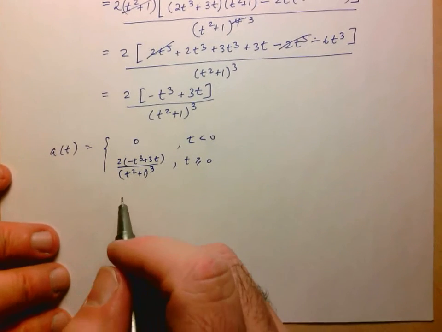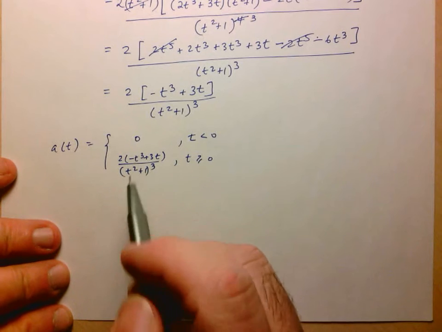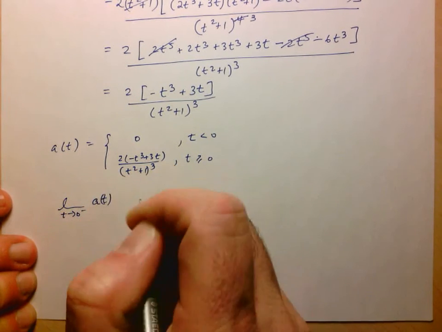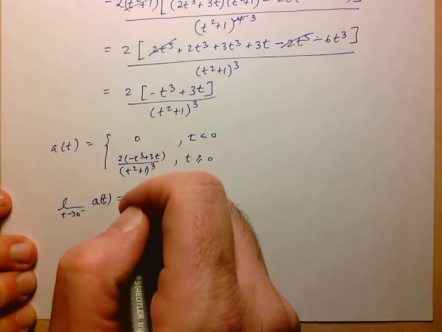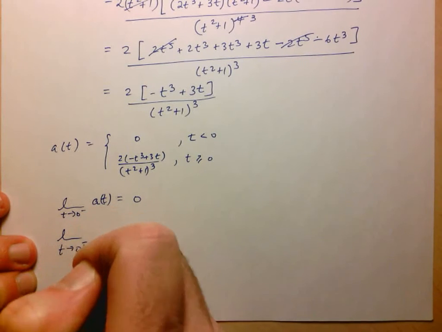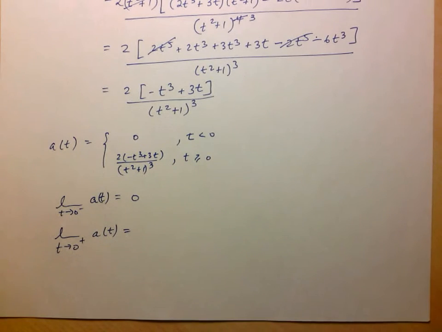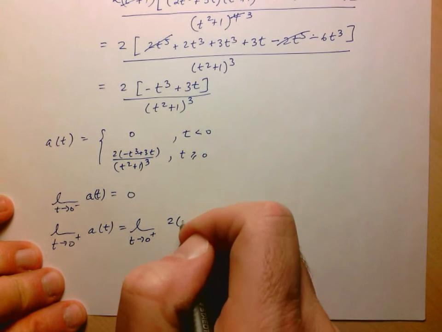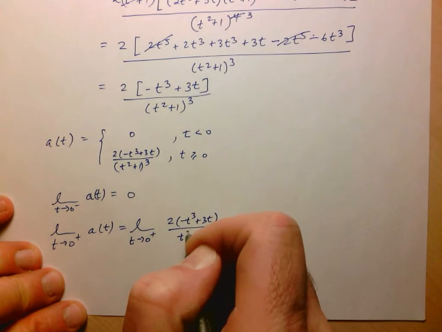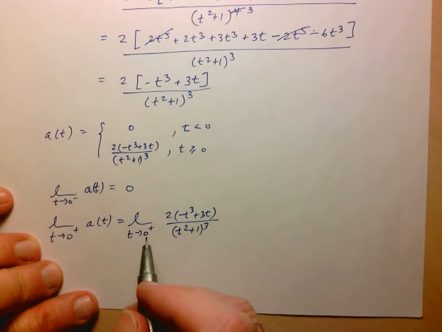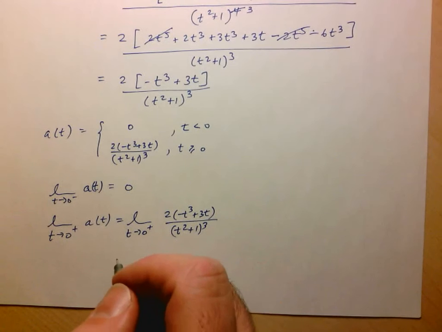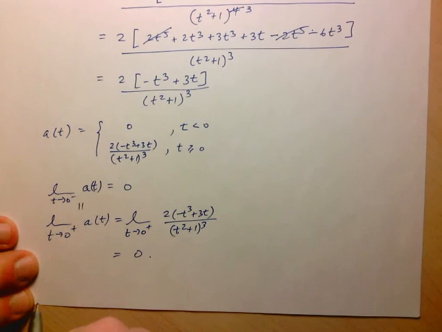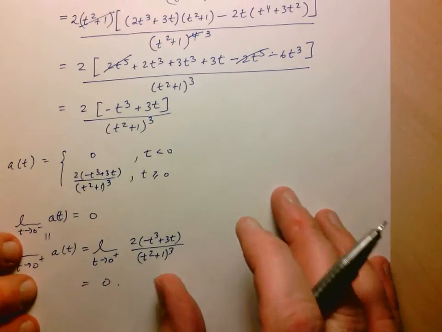So if we want to determine whether this is continuous, we need to show that the limits are the same for both sides. So here, the limit as t approaches 0 from the left of a of t is just equal to 0, because a of t is just equal to 0 there from the left. And if I take the limit as t approaches 0 from the right, that's just the limit of 2 times negative t cubed plus 3t over t squared plus 1 cubed. Since 0 does not make the denominator equal to 0, I can just input 0 here, and I notice I've got 0 plus 0 is 0, so the whole thing is equal to 0. So these are equal, so we have continuity.